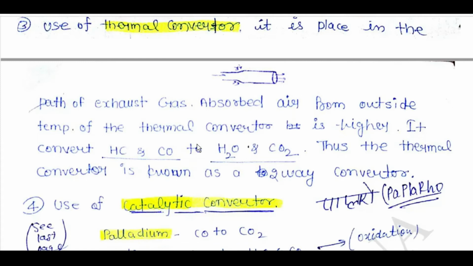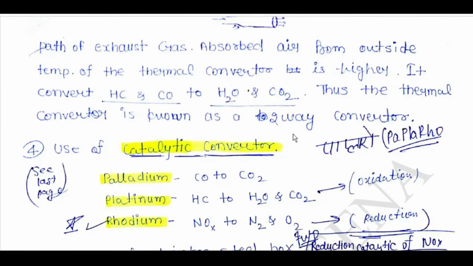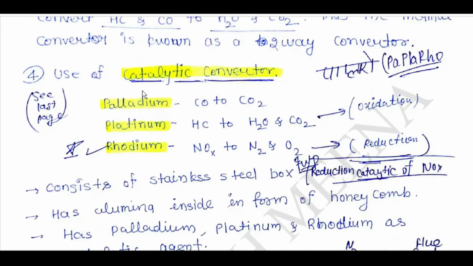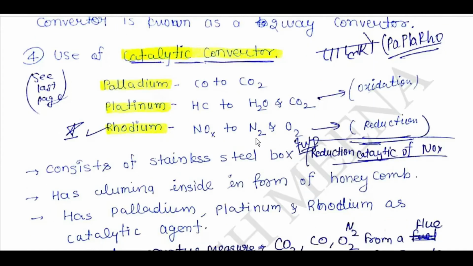Temperature of thermal converter is higher. It converts HC and CO into H2O and CO2. Thus the thermal converter is known as a two-way converter. Use of catalytic converter: palladium converts CO to CO2, platinum converts HC to H2O and CO2 by oxidation, rhodium converts NOx to N2 and O2 by reduction.